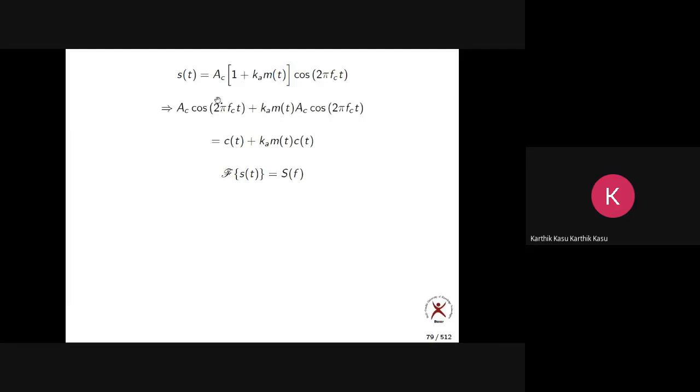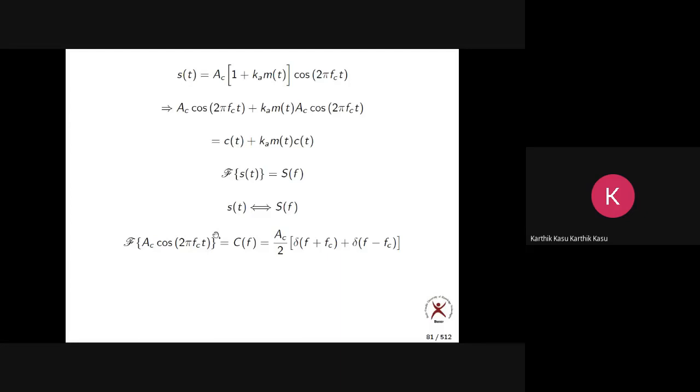Now s(t) is a result of modulation. The Fourier transform of s(t) is S(f), the Fourier transform of c(t) is C(f), and the Fourier transform of m(t) is M(f). Is it okay, all of you? So small s(t) has a Fourier transform of capital S(f).